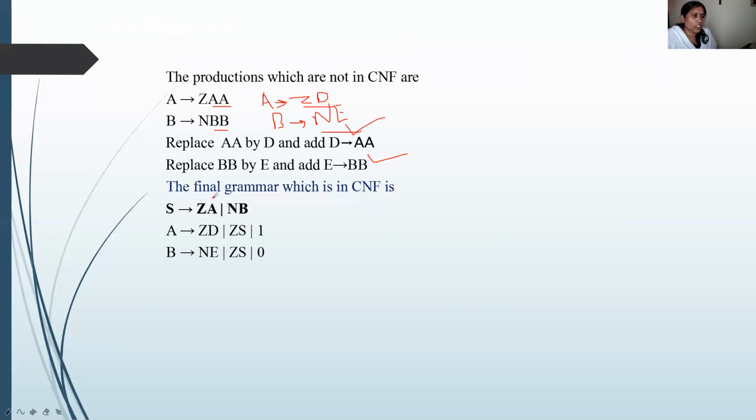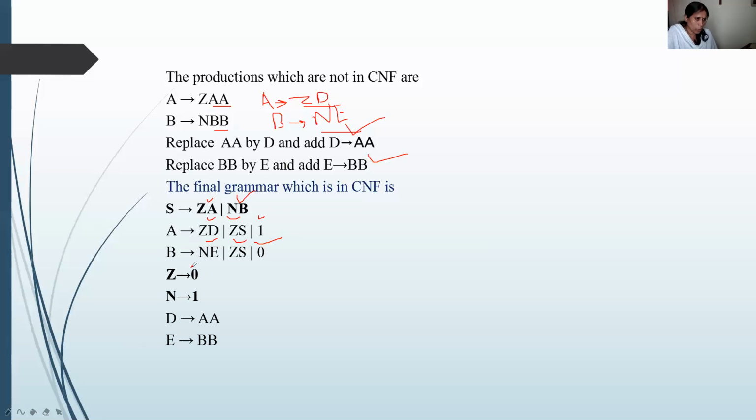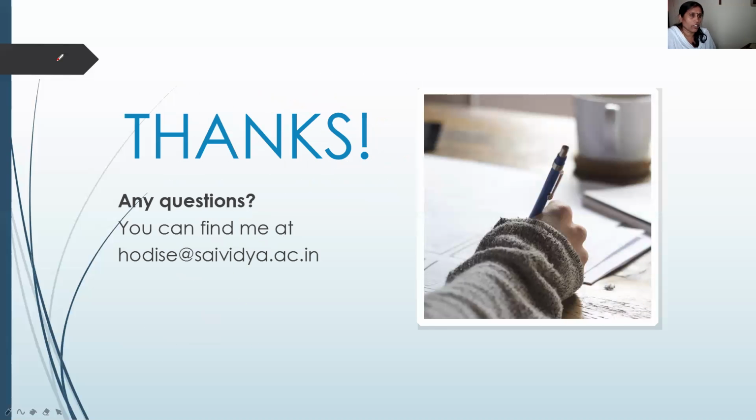So now if we check, all the productions are a variable producing two variables, or a variable producing a terminal. So now all the productions are in a CNF form. So all the new variables we have introduced, those have to be produced: Z producing 0, N producing 1, D producing A, E producing BB. See here, while writing the grammar, you have to mention all these new productions, along with the productions you have included. Thank you, students.